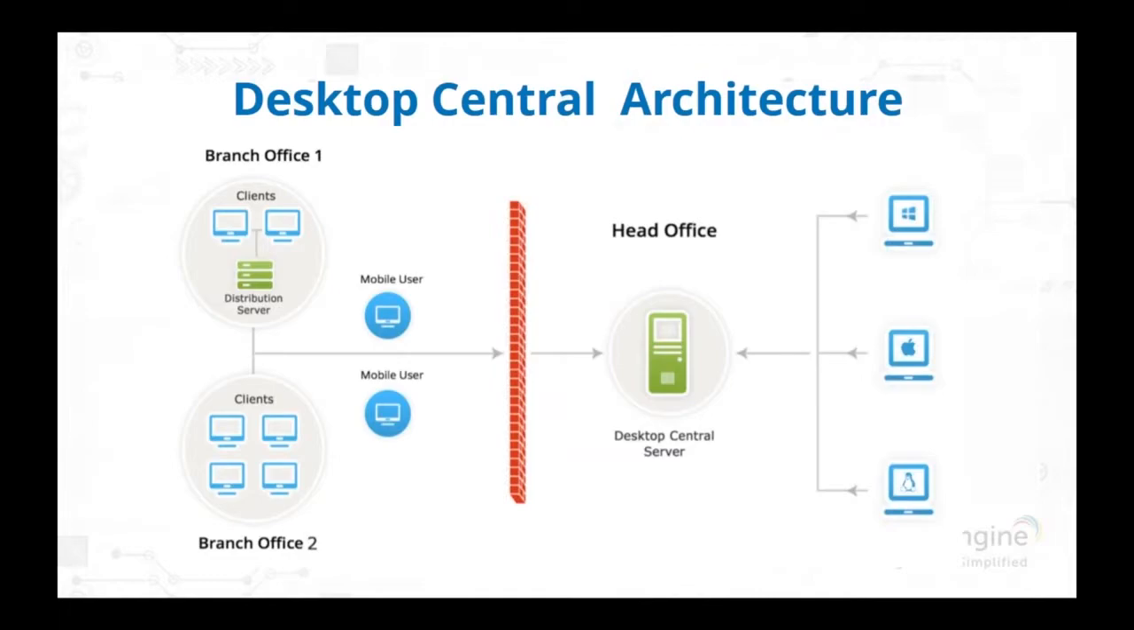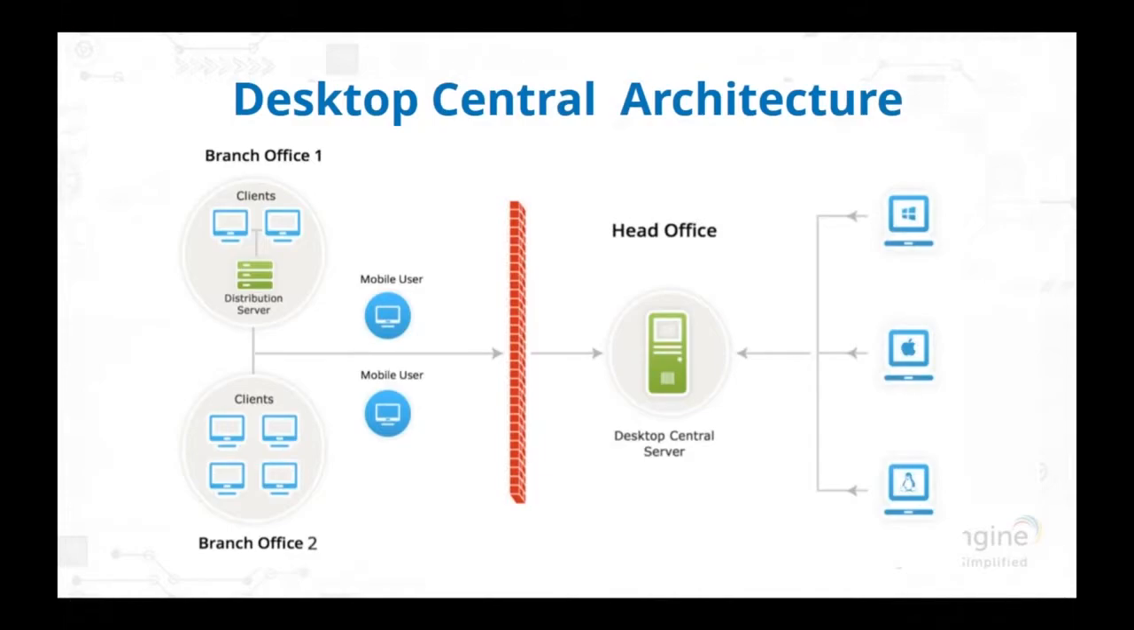Agents communicate with the Desktop Central server periodically to pick up tasks, and Desktop Central supports both LAN and WAN. It's recommended to have a distribution server if we are planning to manage any remote or branch offices. It could be managed using a distribution server, and even without one if the machine count is less than 10.